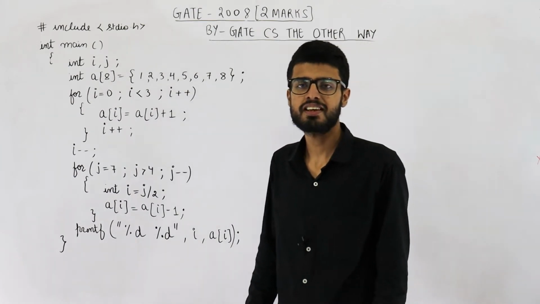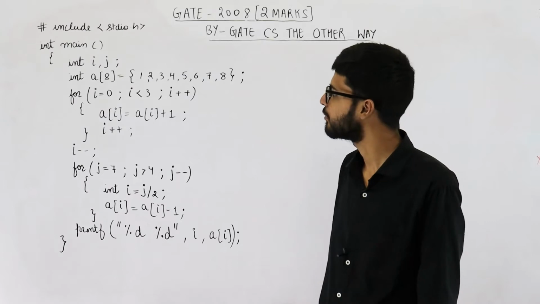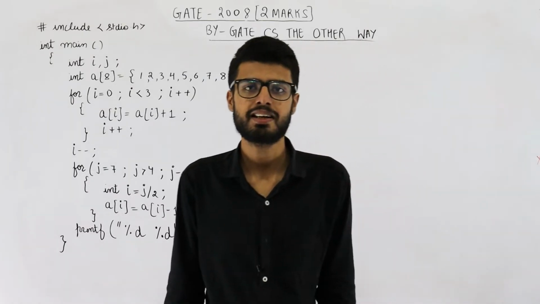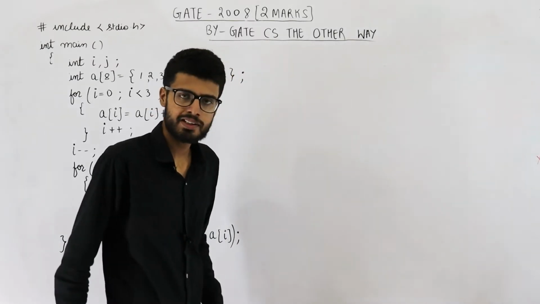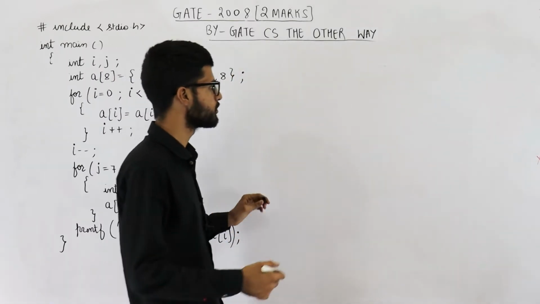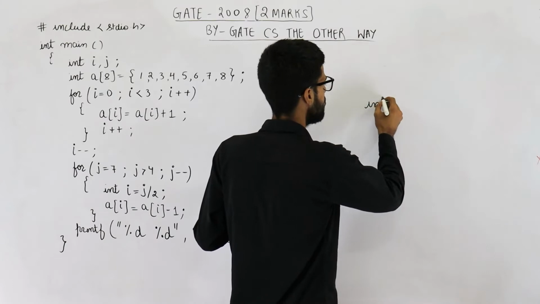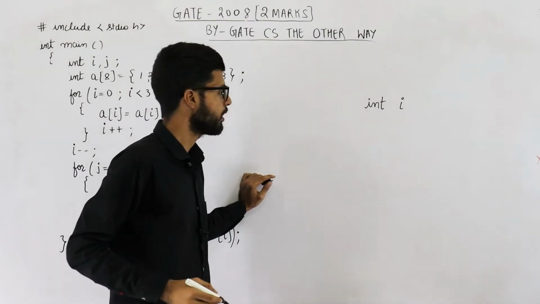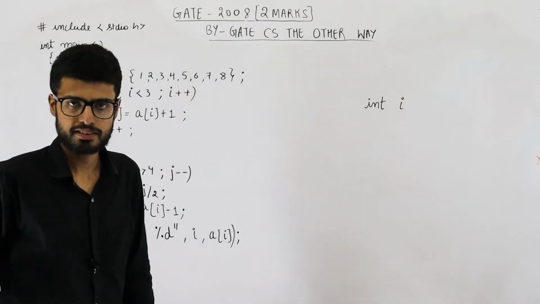This 2 marks question is from GATE 2008 exam. But before discussing this question, I'd like to discuss a small topic, that is scope of a variable. So what is scope of a variable? Suppose we are talking about a variable that is declared as an integer and its name is I. How can I find its scope or existence?